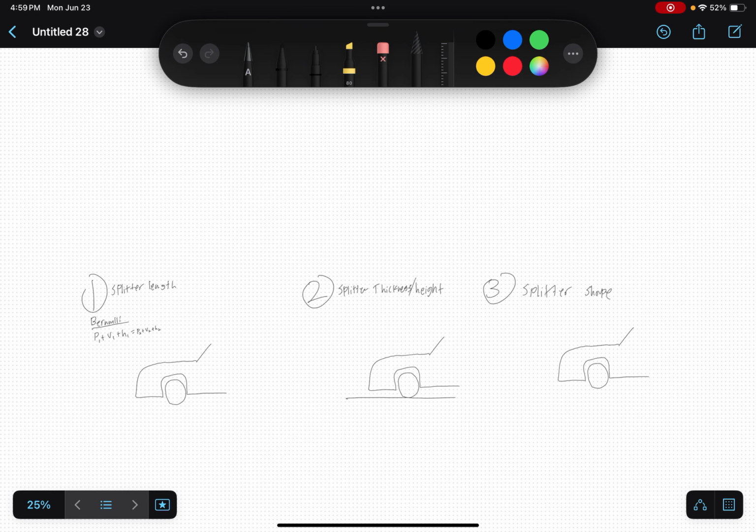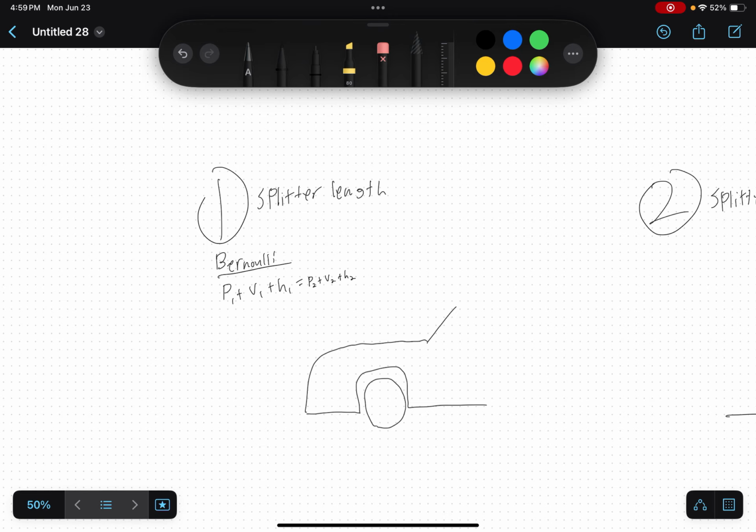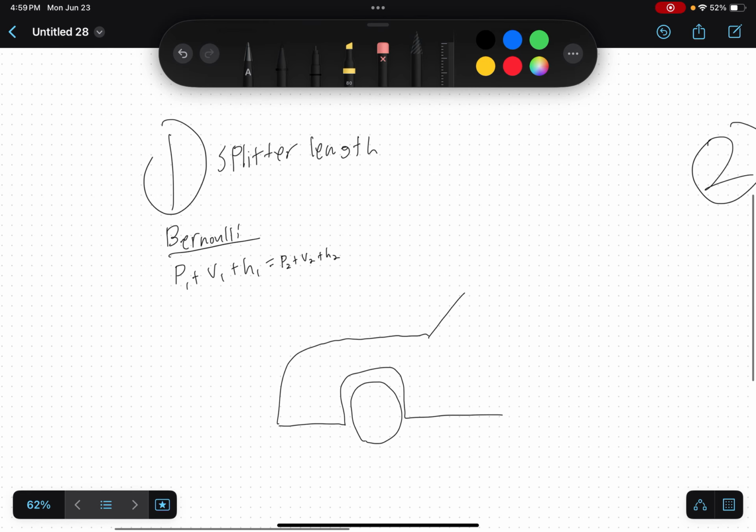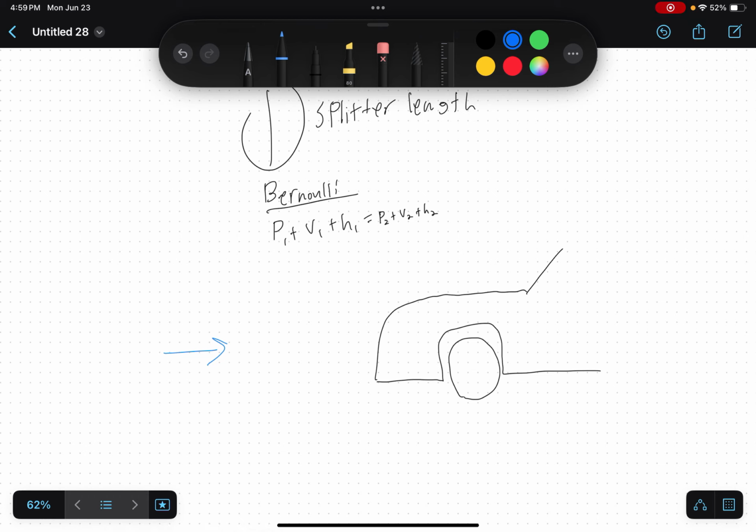Okay, so let's start with number 1, the splitter length. So how does a splitter length affect it? So in order to understand that, I'm on the eraser. All right, so we've got our air coming relatively towards the car. And what happens when it hits the car? It hits and it stops.